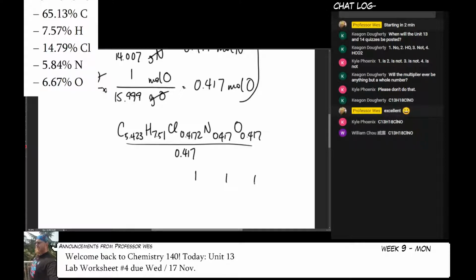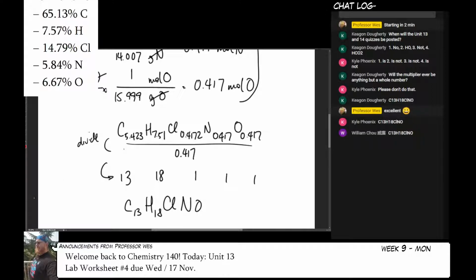5.423. I typed it in wrong. Hold on. 7. So this becomes 13. And 7.51 divided by 0.417 becomes 18. So there's our results, and so we can write that as our formula. C13H18ClNO. And there you go.